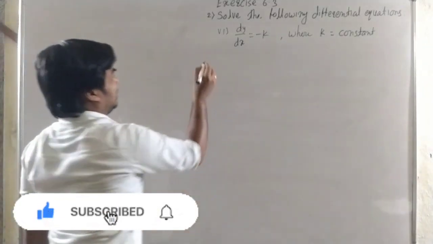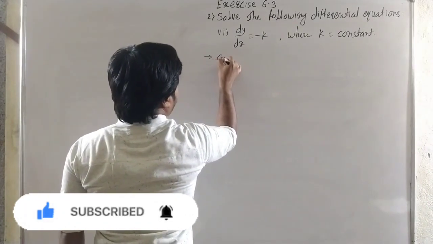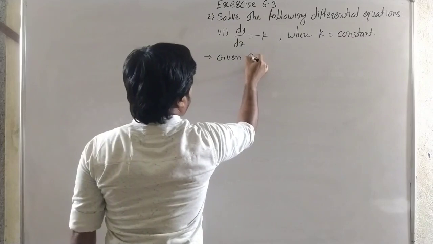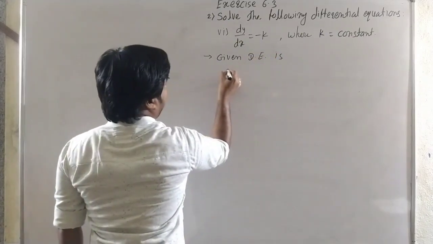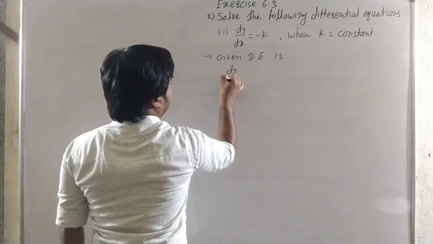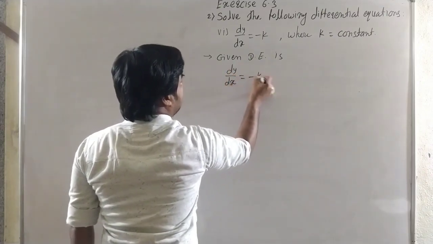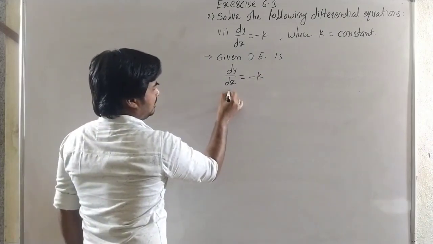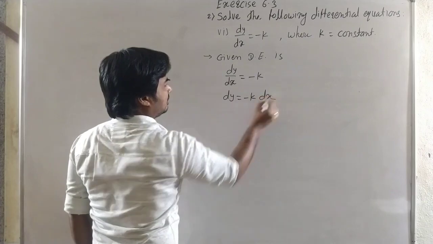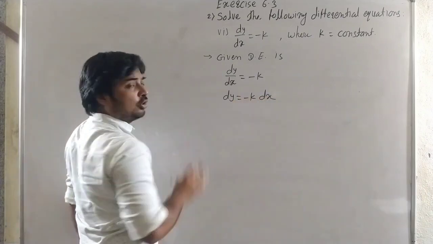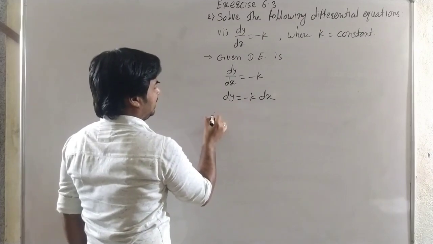Now, here's the simple example. The given differential equation is dy by dx is equal to minus k. First, separate the differential coefficient. It is minus k dx. Here k is only a constant. So separate dy and dx and take the integral on both sides.